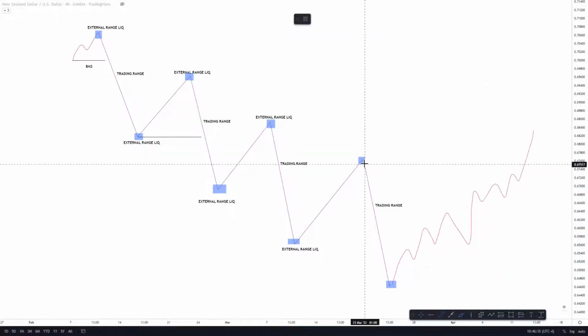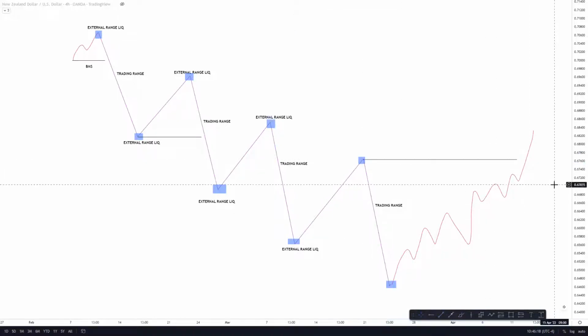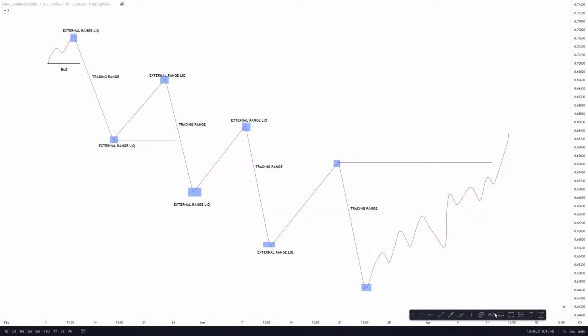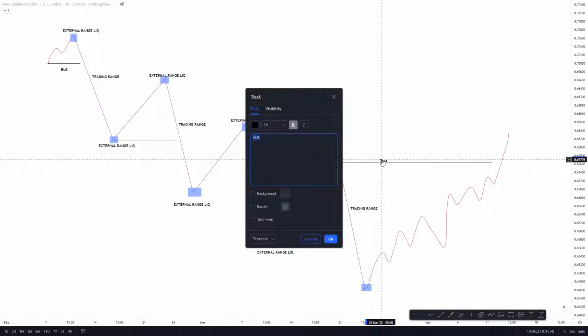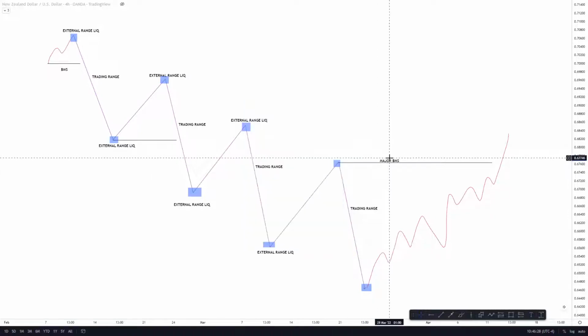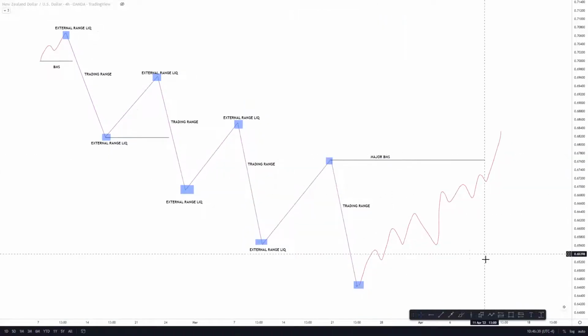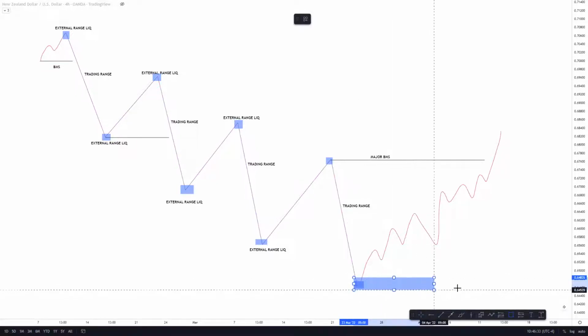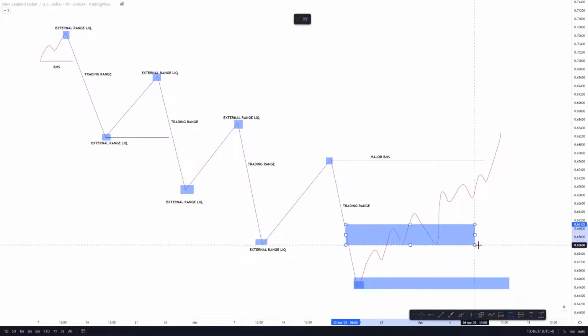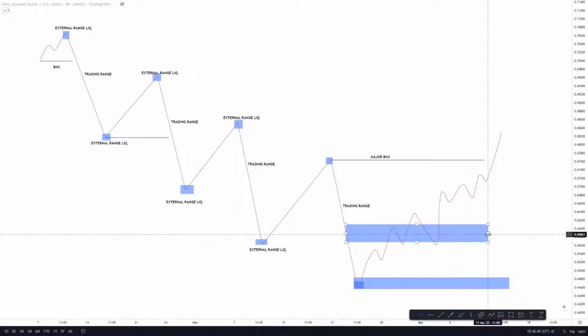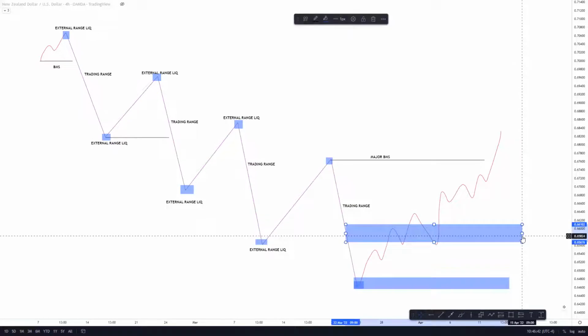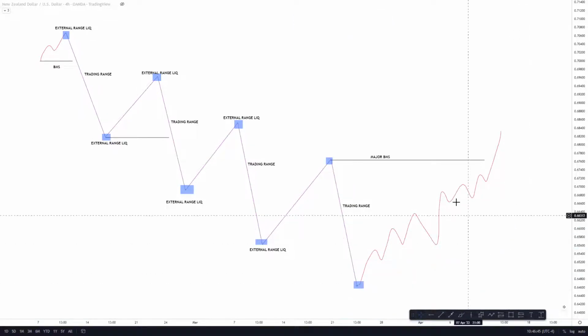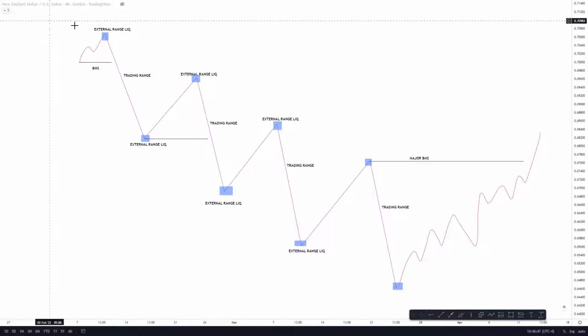and takes out this high, so this will be our main BMS, a major break in market structure. That's where I see the trend has changed, and we can look for buys around some point of interest, around here or here, if price comes back here again. Okay, so I'm now explaining external and internal range liquidity.